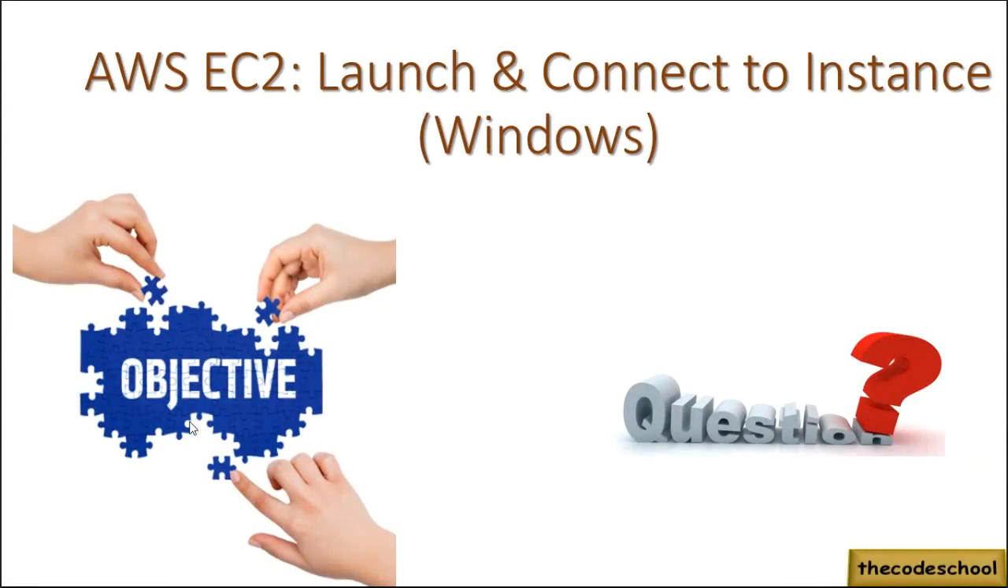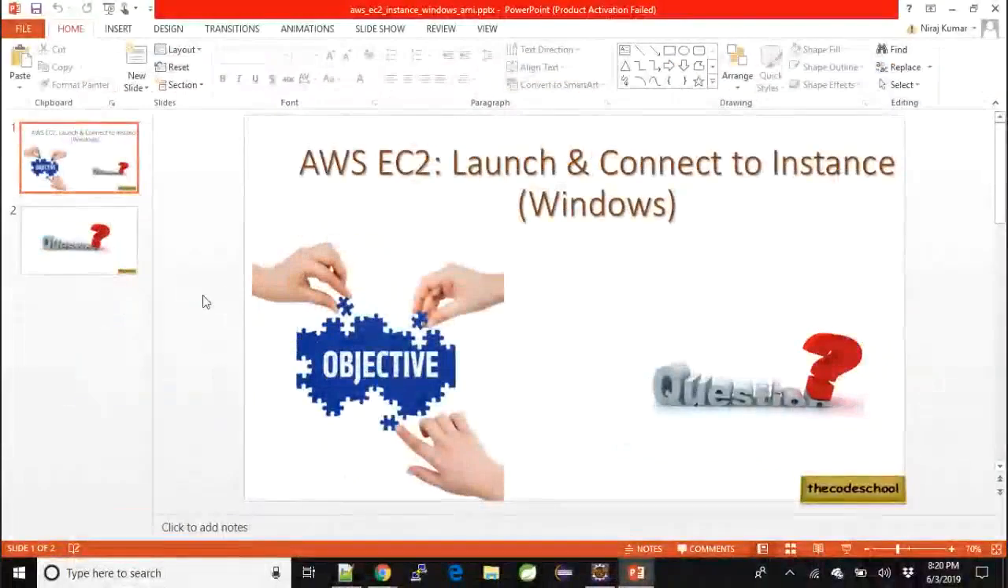Through this video, we are going to learn how to launch the EC2 instance using the Windows operating system. We are also going to learn how to connect to the instance using the RDP. So it's Windows, and in case of Windows, we are not using the SSH. Instead, we use RDP connection, right? So let's get started without losing a second.